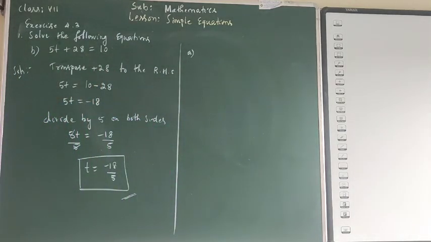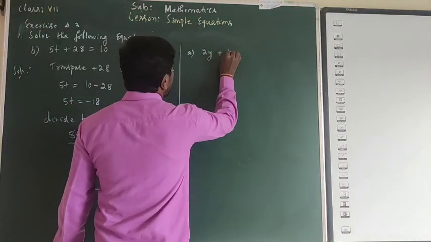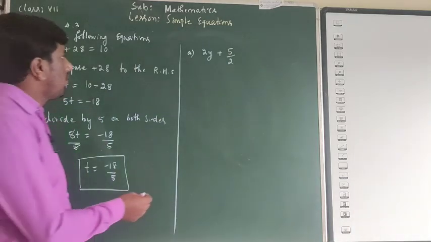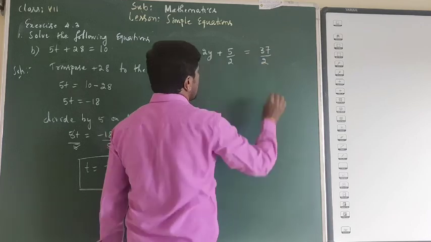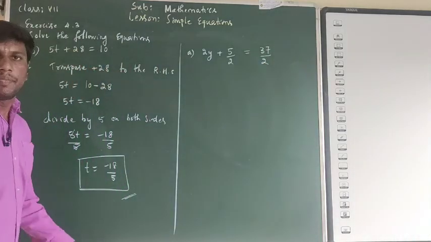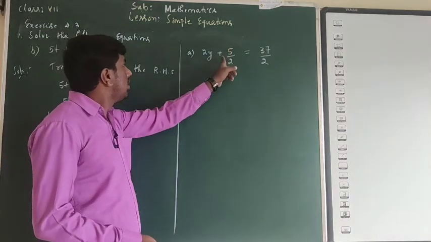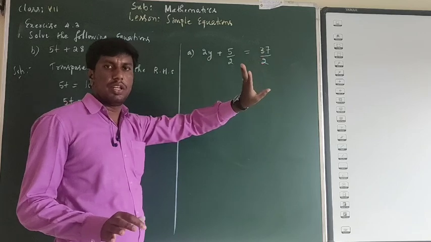Okay. So that is 2y plus 5 by 2 is equal to 37 by 2. Here the equation is the same. The only thing is the value is a rational number. Here also it is a rational number. It doesn't matter.